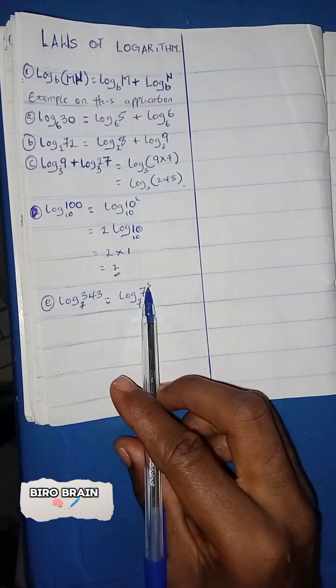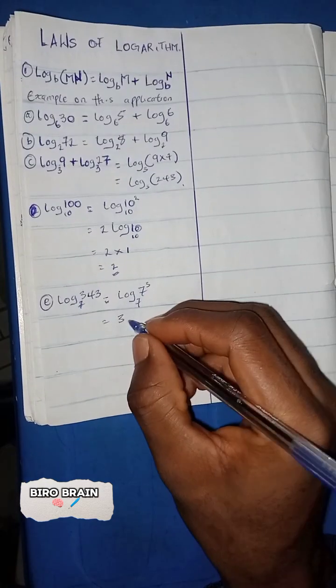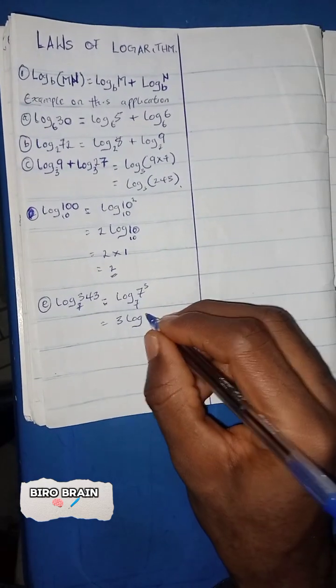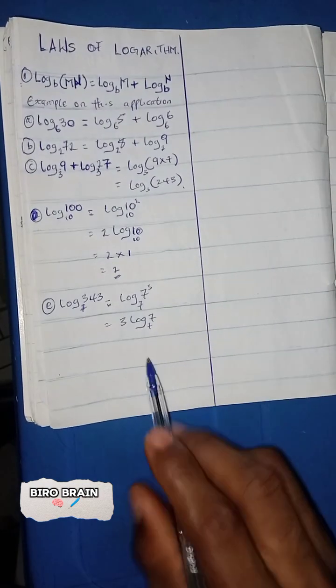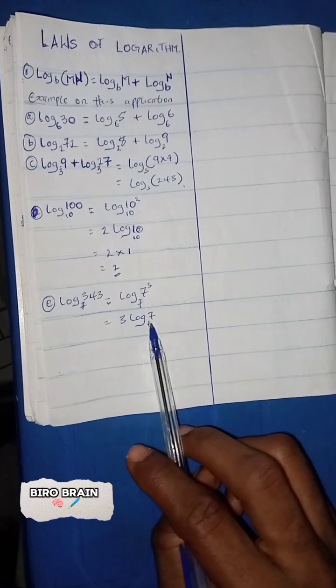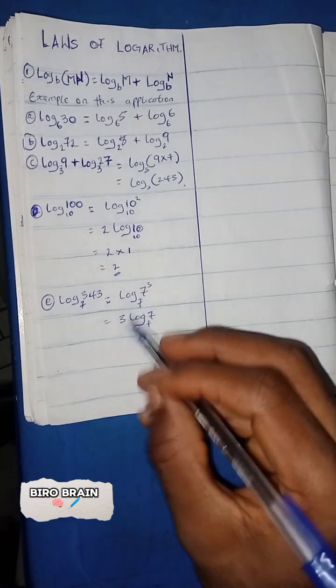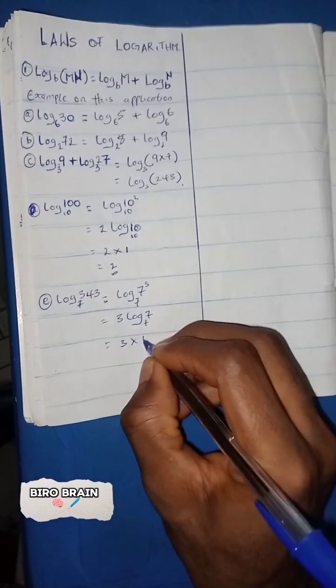We all know when we have a power, the power will go to the other side. So it'll be 3 log 7 base 7, alright? And I told you when you're having a number with the same number as the base, that's 1. So this is now 3 times 1, which is equal to 3.